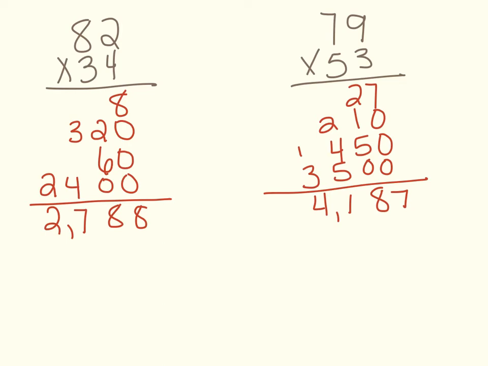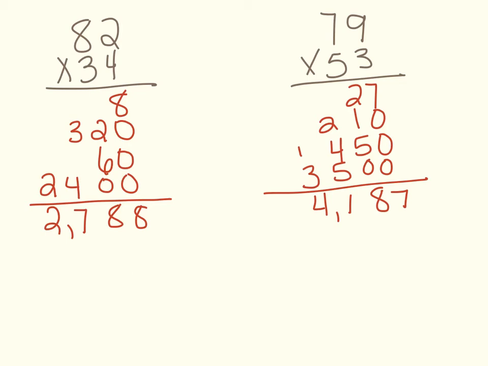82 times 34. I have 4 multiplied by 2 is 8. And then 4 times 80 would be 320. Then I move over to the tens place for the bottom factor, and that would be 30 times 2, which gives me 60. And then tens and tens, 30 times 80, would be 2,400. When I add those partial products, I get 2,788.